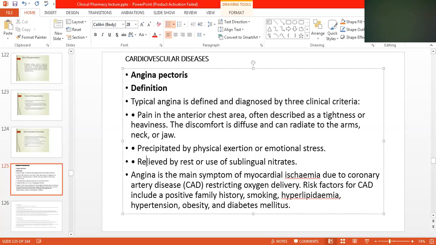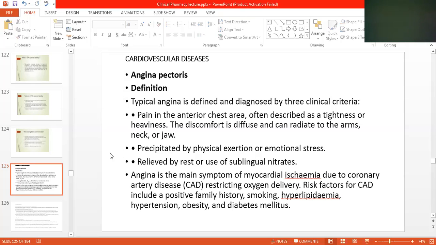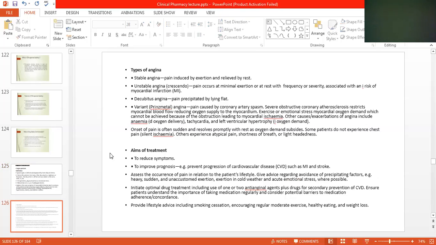Risk factors for coronary artery disease include a positive family history, smoking, hyperlipidemia, meaning high lipids, very high triglycerides or LDL. Hypertension, obesity, and diabetes mellitus are also causes of angina pectoris. Types of angina: stable angina, pain induced by exertion and relieved by rest. If you are walking and you get a pain, or if you are climbing stairs and you get the pain, it means it's a stable angina. And when you stop, the pain will go away.